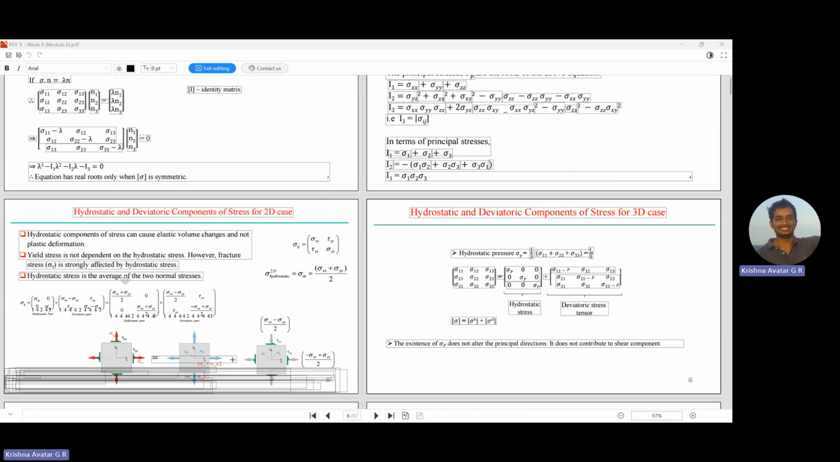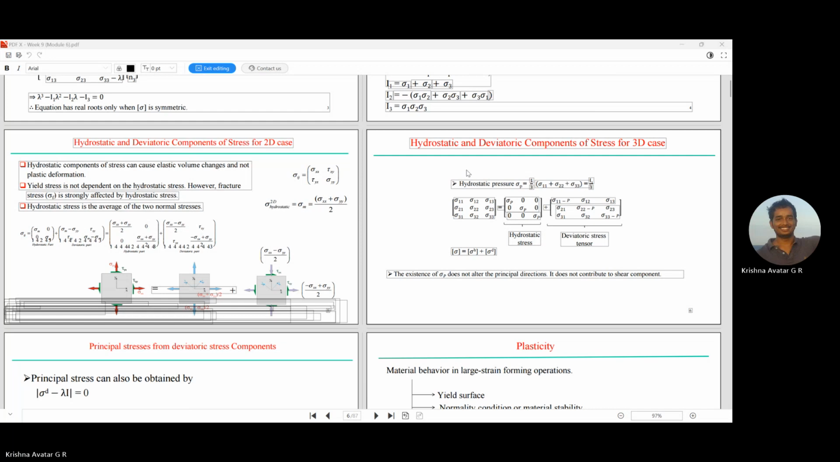Now, hydrostatic stress, as we recall, is just the average of the normal stresses. This is the average of the diagonal components. For the 3D case, we are just extending it: we have the sum of all the diagonal elements and take its average. That gives us the hydrostatic part, also called the hydrostatic pressure. And then the deviatoric stress tensor is just the original stress matrix minus the hydrostatic part.